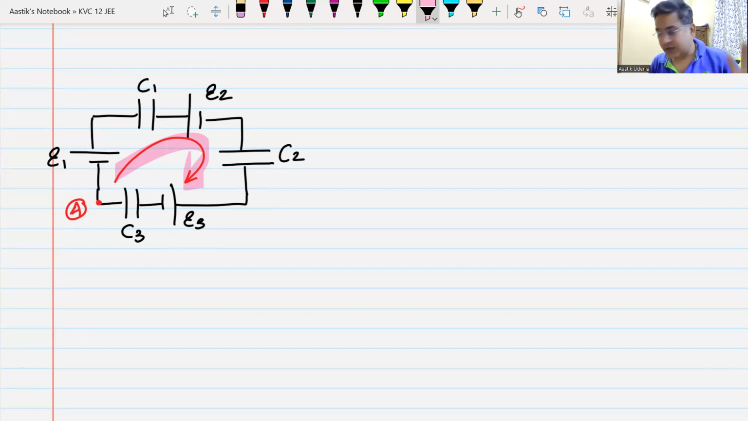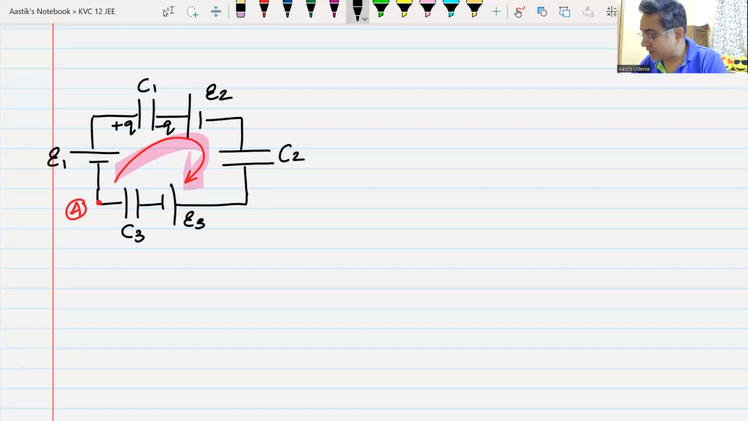So I assume that whatever charge comes, remember, all the capacitors are initially uncharged. So I start and I assume that this capacitor gets plus Q charge. This plate gets plus Q charge. This is just my assumption. If my charge comes positive, my assumption was correct. If my charge comes negative, my assumption was wrong. Doesn't make any difference to the eventual answer. This plate gets plus Q, this plate will get minus Q.